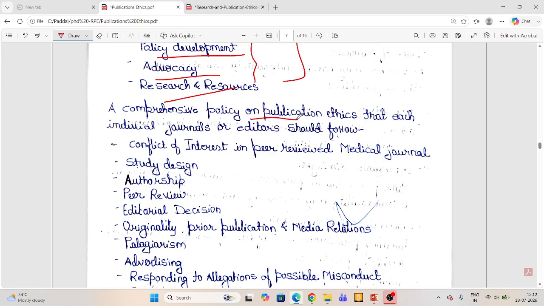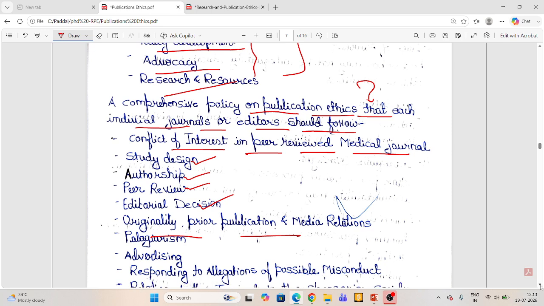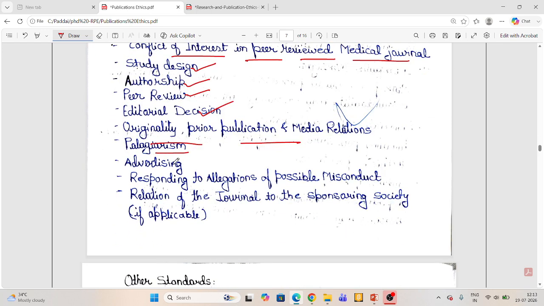Now, a comprehensive policy on publication ethics that each individual journal or editor should follow. So these are the guidelines given by WAME. Conflict of interest in a peer-reviewed medical journal. Study design, authorship, peer review, editorial decision, originality, prior publication and media relation, plagiarism, advertising, responding to allegations of possible misconduct, relation to the journal of the sponsoring society.